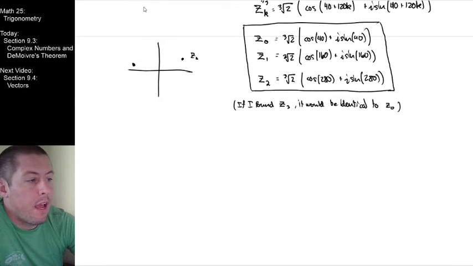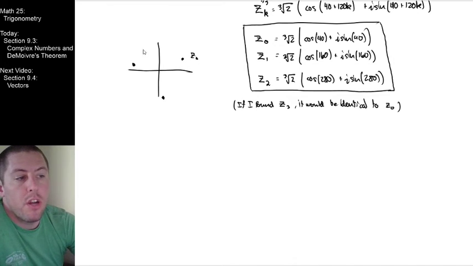And my final one is at 280 degrees, which is going to be, let's see, there's 270, so 280 should be sitting somewhere like this right here. You should notice that these are equally distributed around a circle.